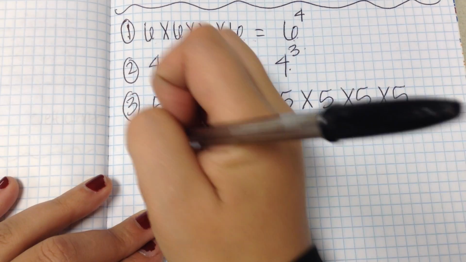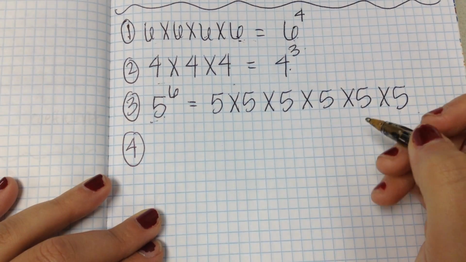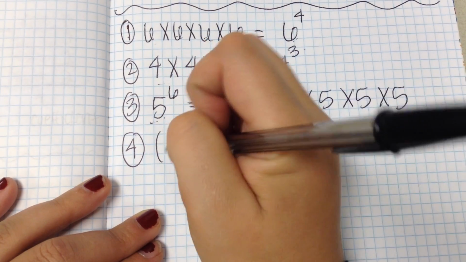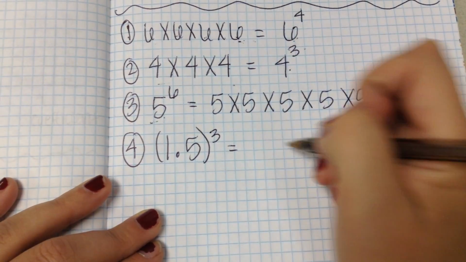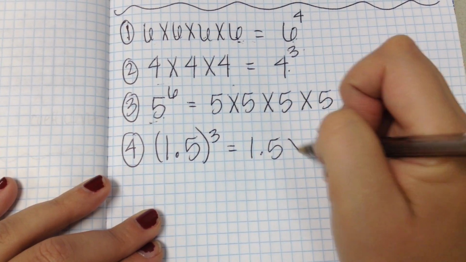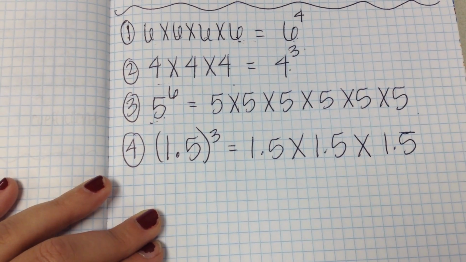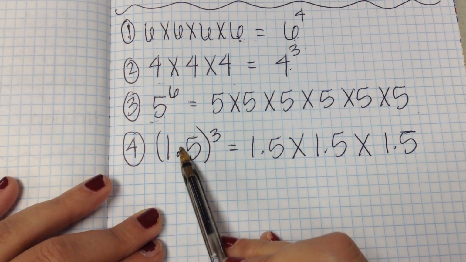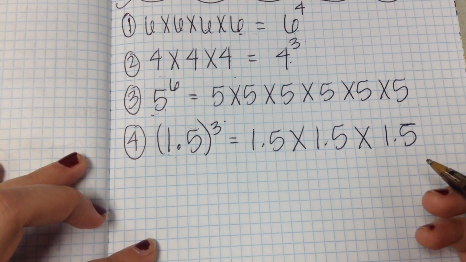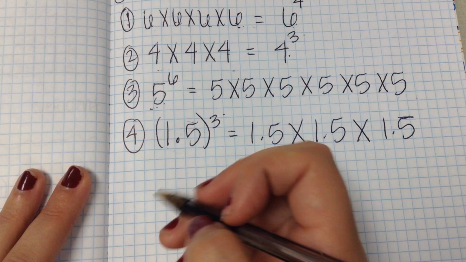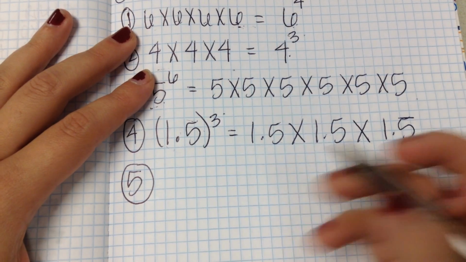Now we can also use fractions and decimals. The same rule applies. So the next example, if I have 1.5 to the 3rd power, I still have to multiply 1.5 times 1.5 times 1.5. Okay? You still multiply. This is still the base. This is still the exponent, and it's telling you how much I'm going to multiply the number.